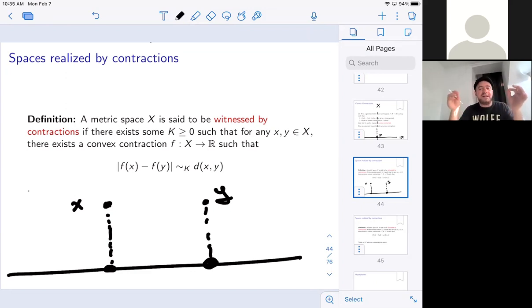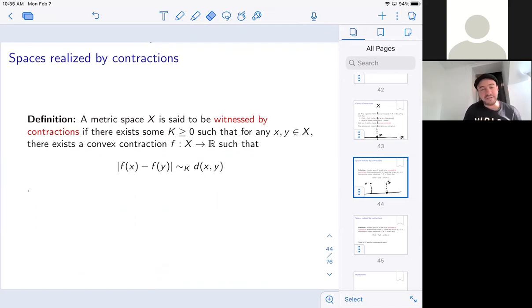This is saying that the image of X and the image of Y can't shrink by much. We already knew that they can't expand by much because we're saying it's a convex contraction, right? Anyway, the point is, you want a uniform constant where for any points X and Y, you can find some convex contraction to R that sends them approximately their distance away.